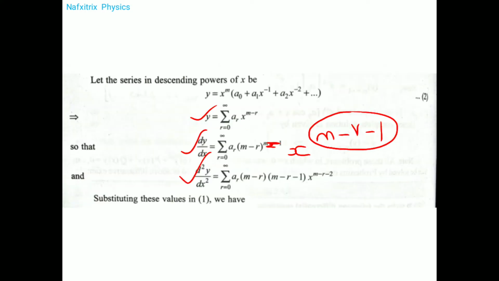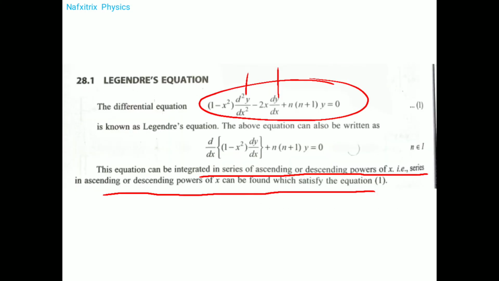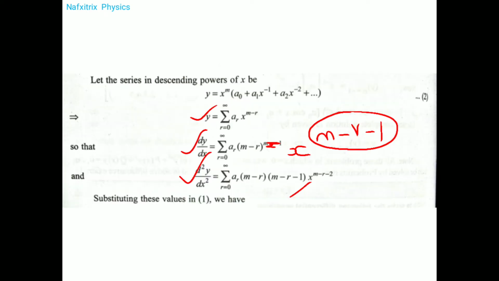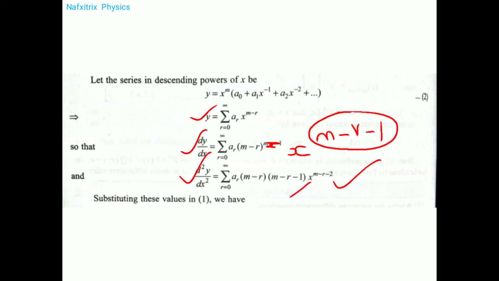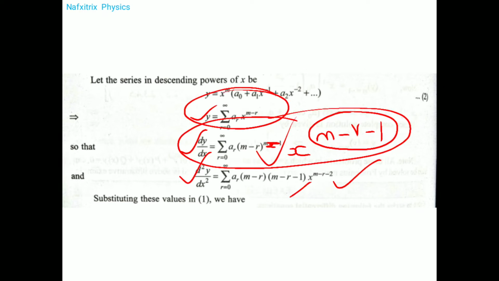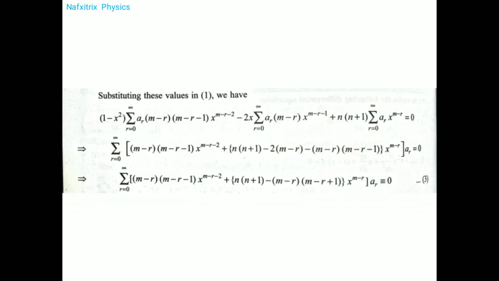So we just need to substitute all these values in the corresponding places over here. In the place of d square y by dx square, we need to substitute this term. And in the place of dy by dx, we need to substitute this term. And in the place of y, we need to substitute this. So on substituting these values, finally we would get this.